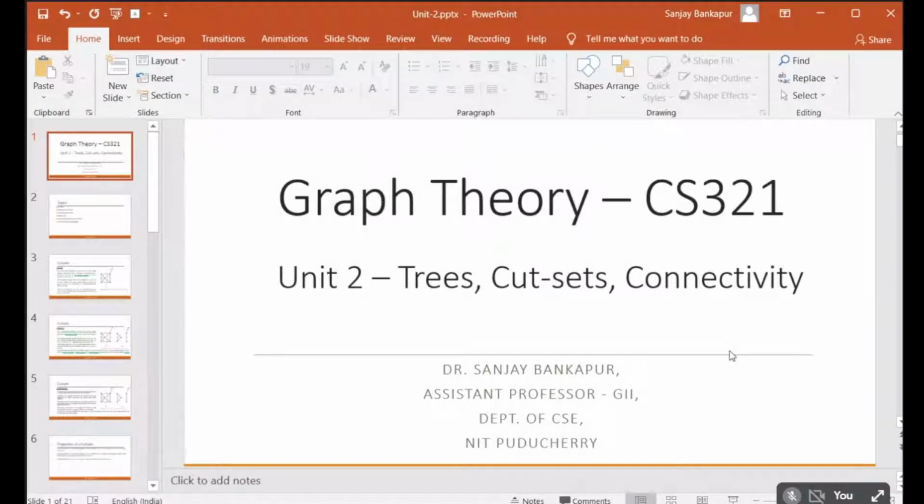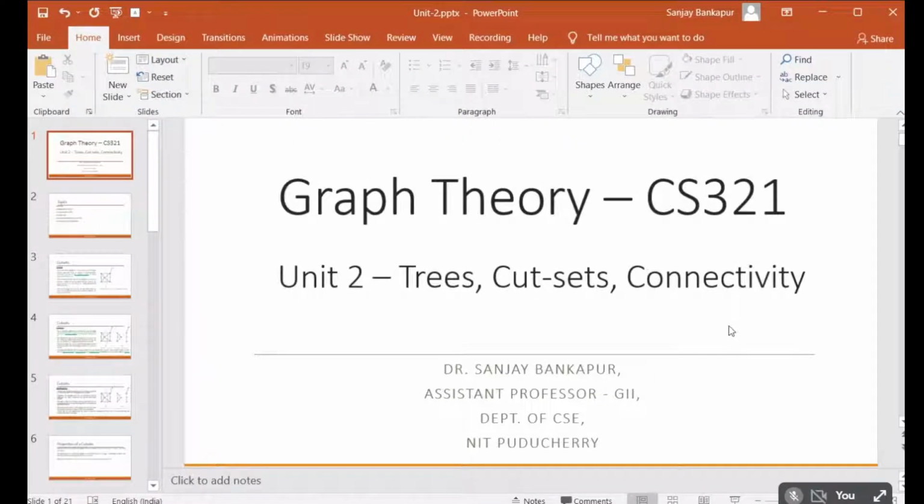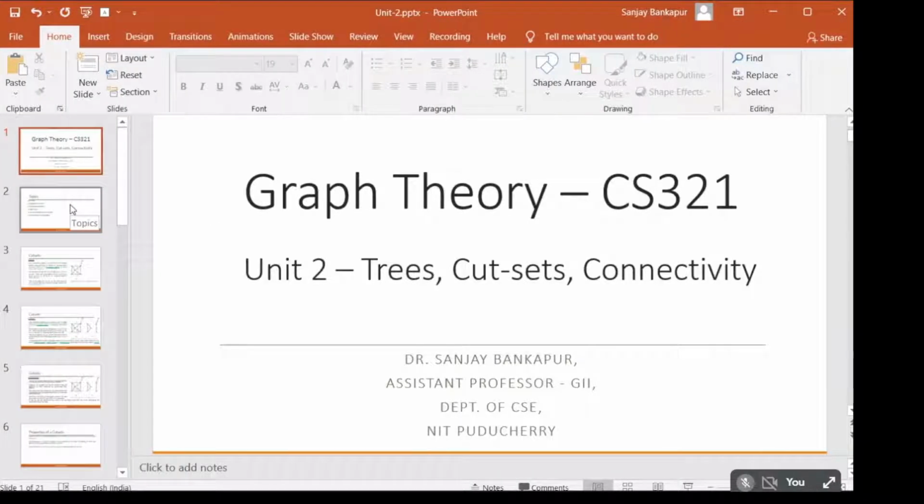We'll start from where we left. Last week in the last class, I was discussing trees, the unit 2 first topic. We saw what spanning trees are, how to find all spanning trees, and we also saw something called a circuit, the fundamental circuit. A similar concept today we'll explore in another concept called cut sets. So today I will start with the next topic under unit 2, that is cut sets.